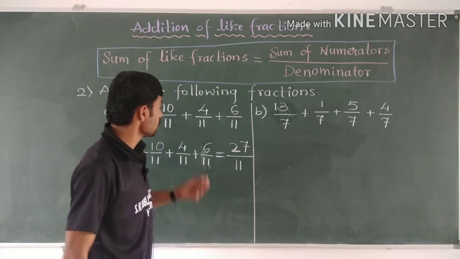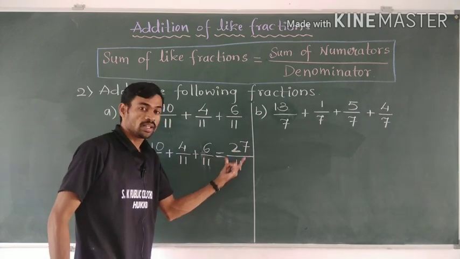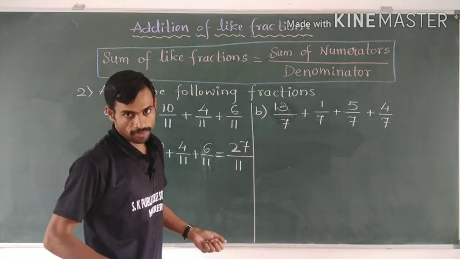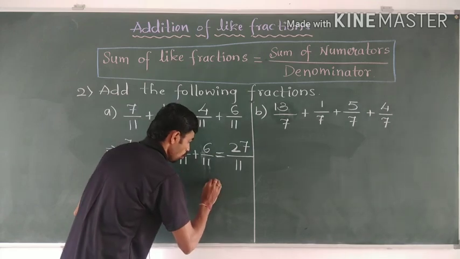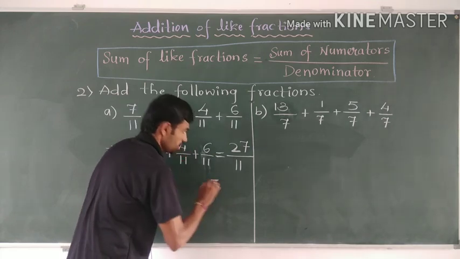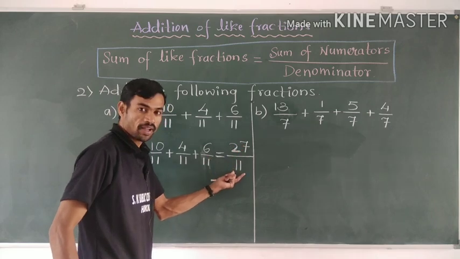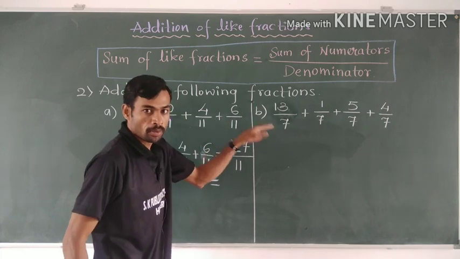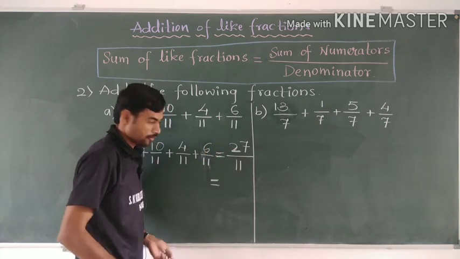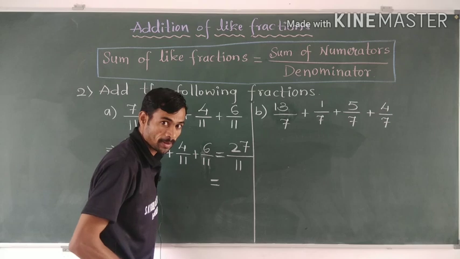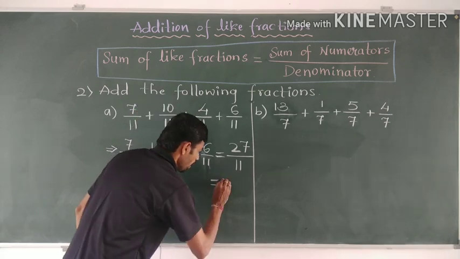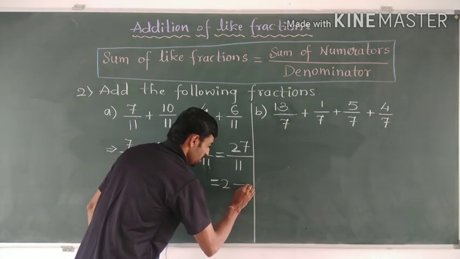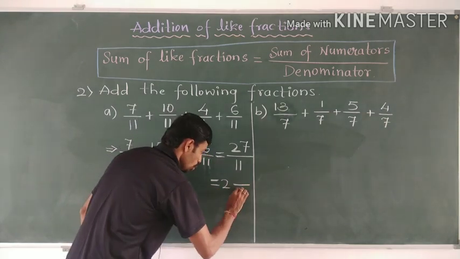Sometimes they may ask to convert the given answer from improper to mixed fraction. So for that, what do we have to do? We have to convert this 27 by 11 from improper to mixed. So it is an improper fraction. 11 ones are 11. 11 twos are 22. That is the quotient. Quotient is 2.